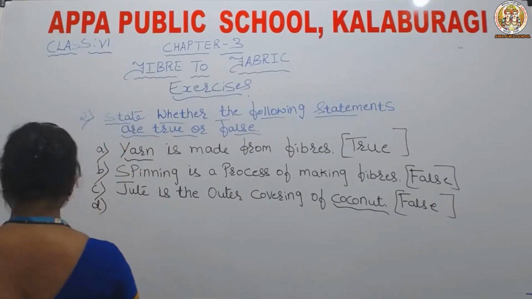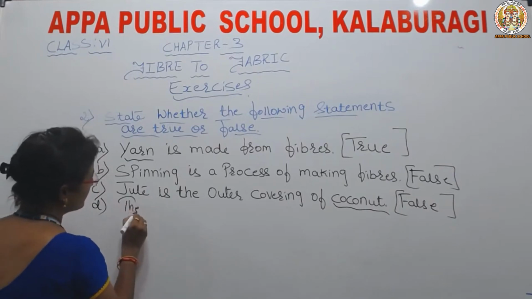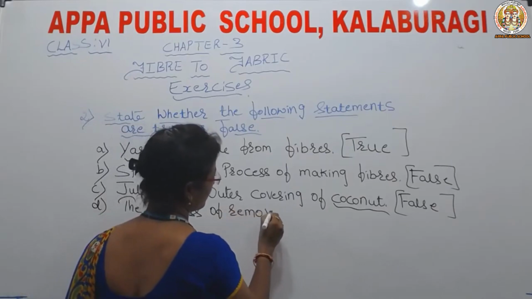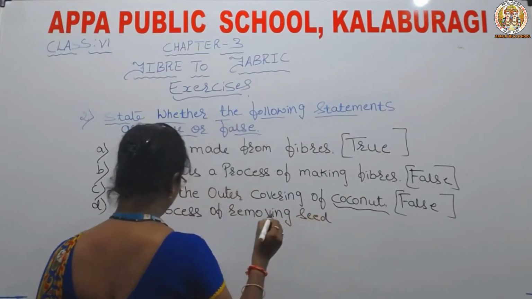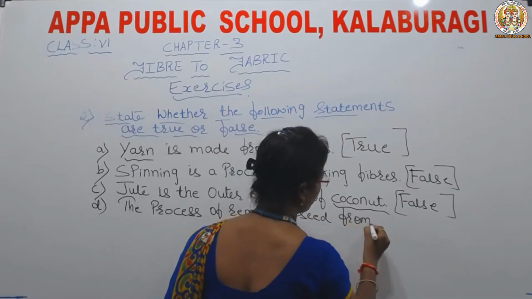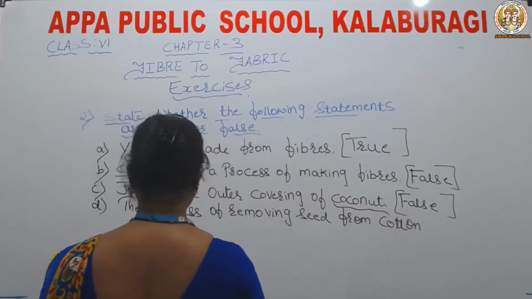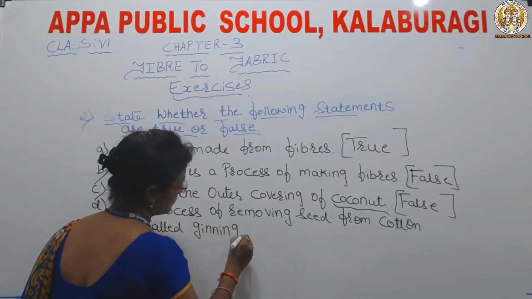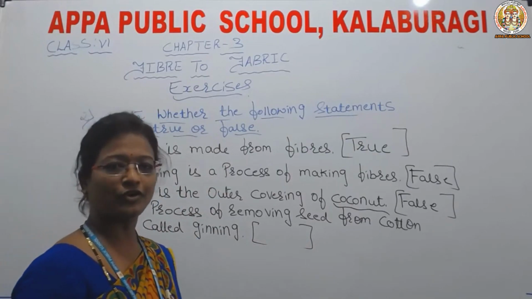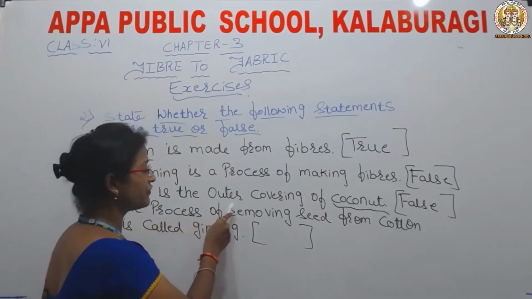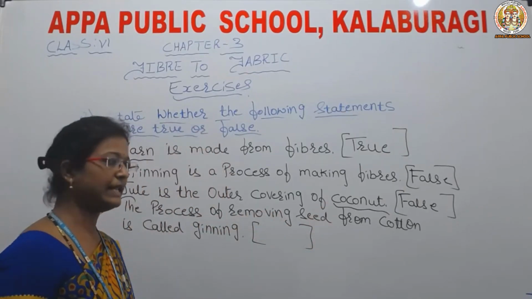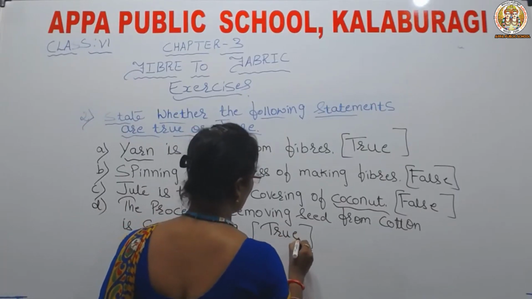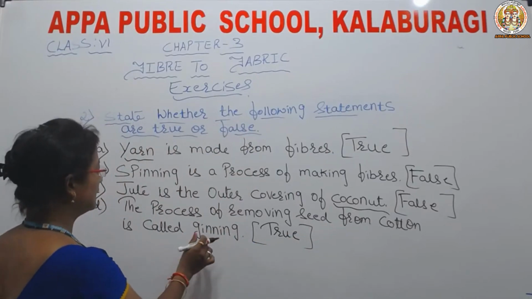Next question, D. The process of removing seeds from cotton is called ginning. Whether this statement is true or false? In the previous class we learned that the process of removing seeds from cotton is called ginning. So the statement is true. How are the seeds separated from cotton? By the process of ginning.